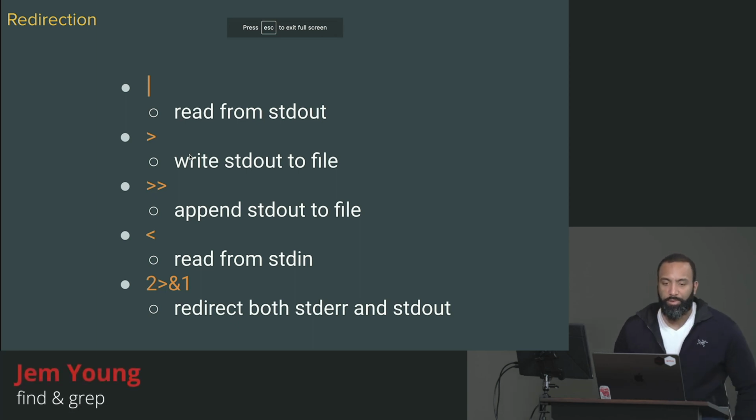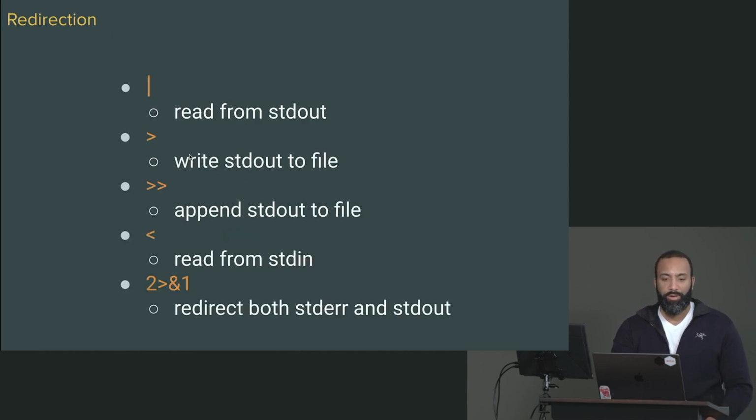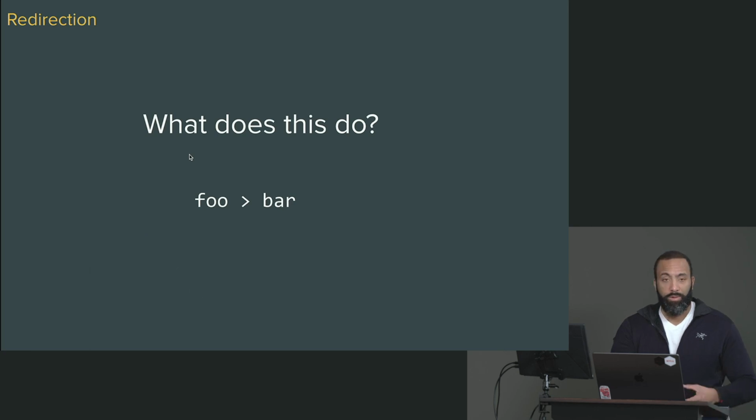So we talked about redirection. We talked about the power of standard streams: standard in, standard out, standard error. All functions take these. It makes it really easy to chain things together. And we learned, what does this do? Writes foo to bar.